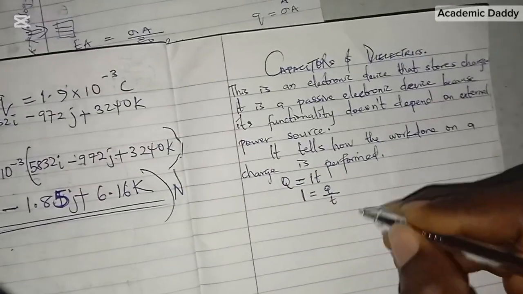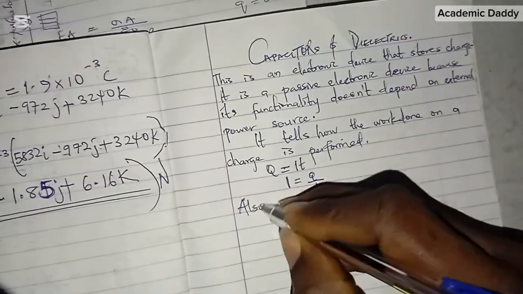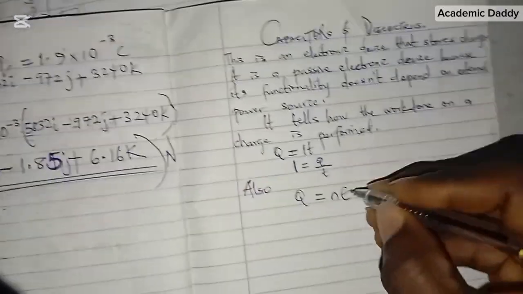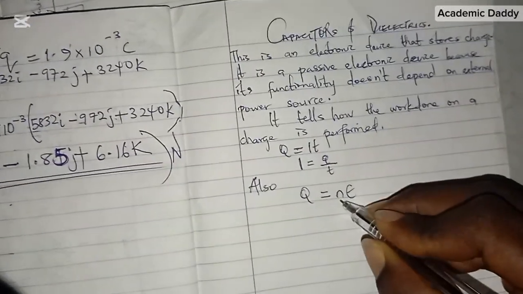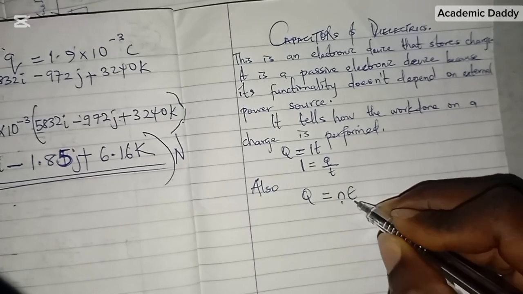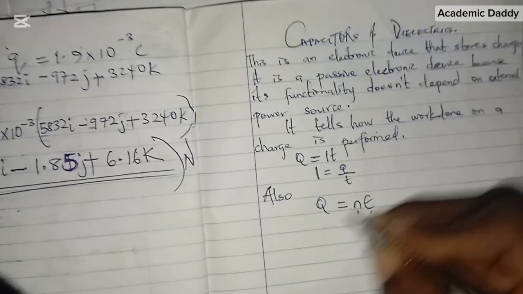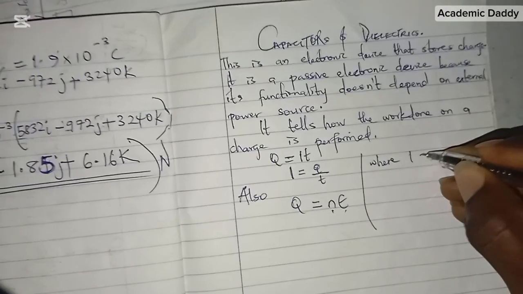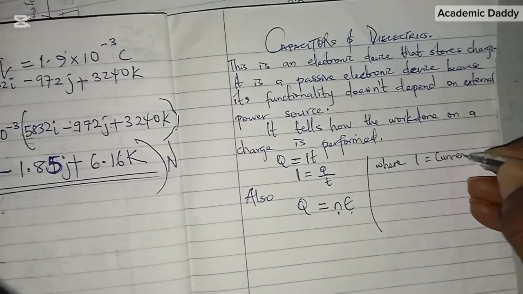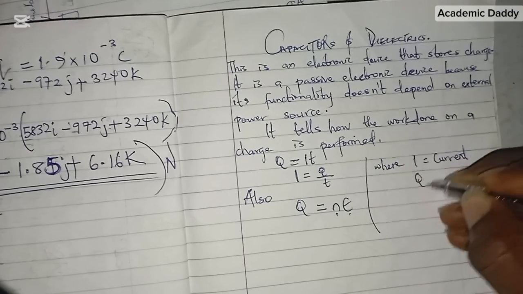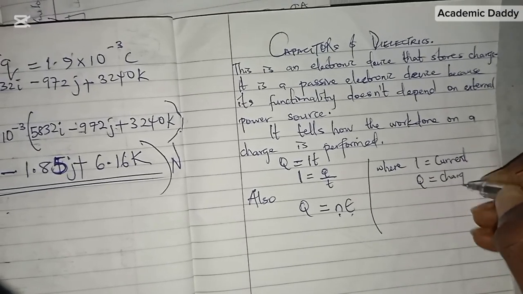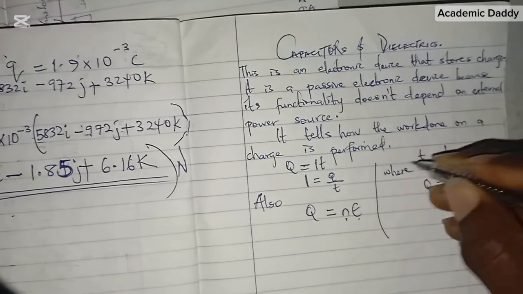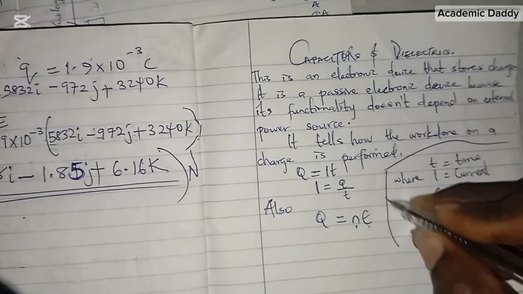So you also need to know also that charge is equals to NE, that is number of electron or proton and then charge of electron. So we can say where I equals to current, Q equals to charge, T equals to time. So you can note this.